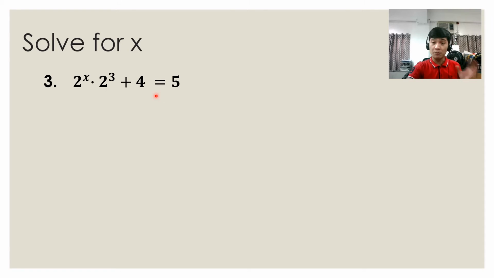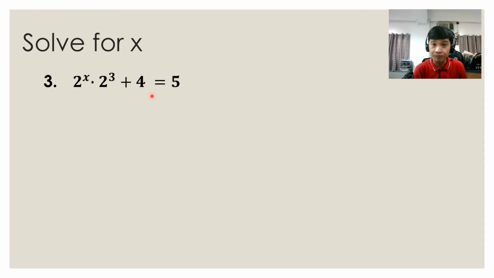Now, if we are going to compare this particular example to our first two examples a while ago, this is quite complex. Medyo kakaiba siya in terms of the level of complexity. Now, in this case, 2 raised to x times 2 raised to 3 plus 4 equals 5, nandoon pa rin tayo sa ating objective that every time that we're going to solve an exponential equation, our primary objective is to make their base similar. Okay? Yun ang ating primary objective.